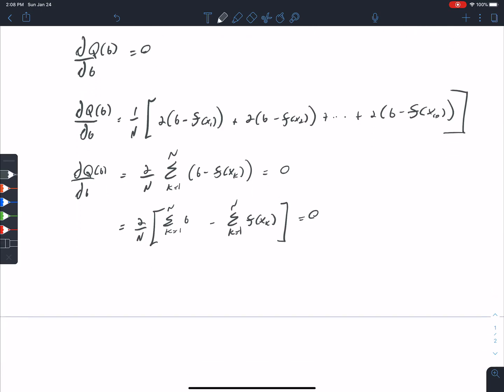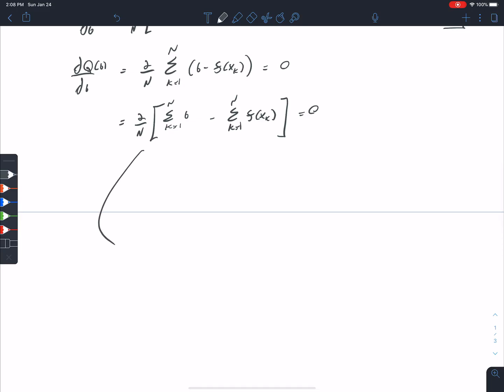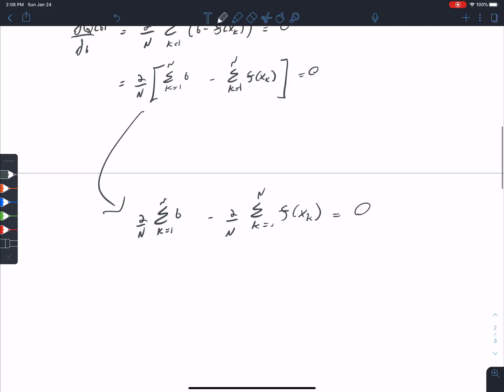So let me write this on the following page here. We're continuing this expansion here. So now we can write this as two individual sums, right? 2 over n sum over k equals 1 through n of b minus 2 over n sum over k equals 1 through n of f of xk. And again, the right hand side should be 0.